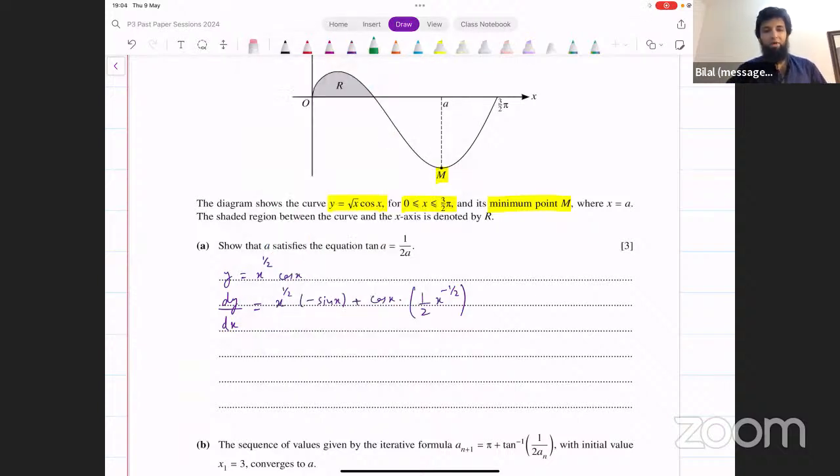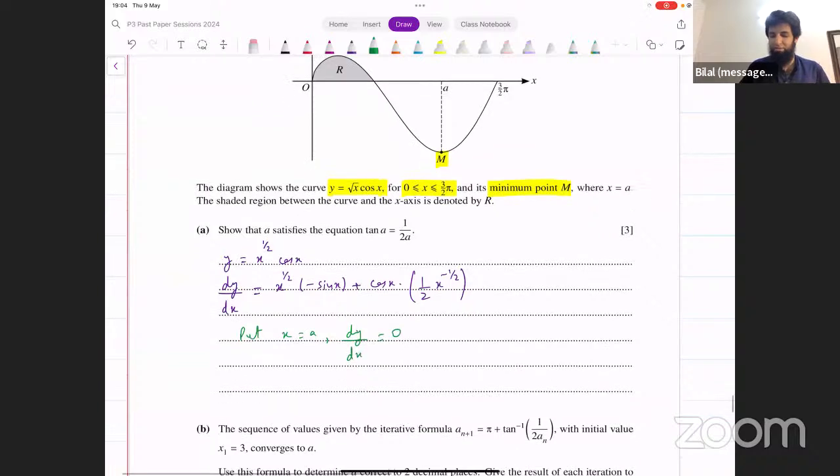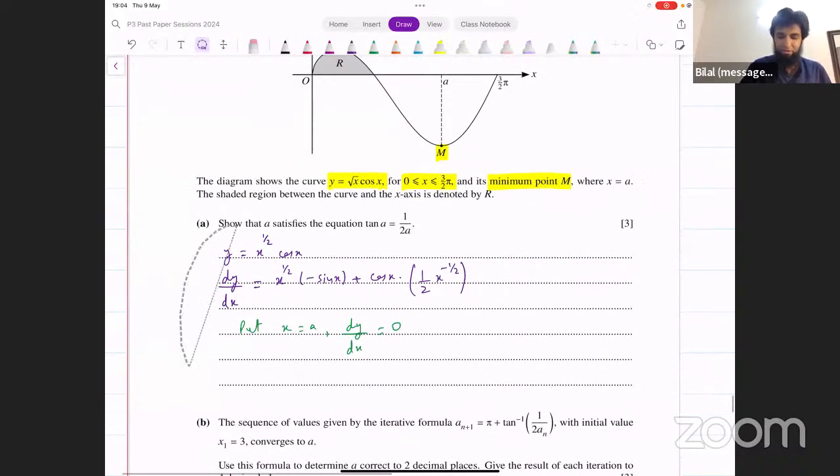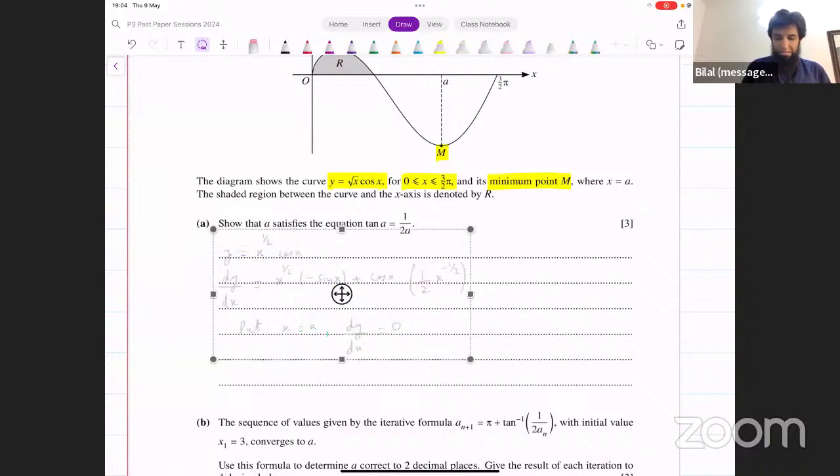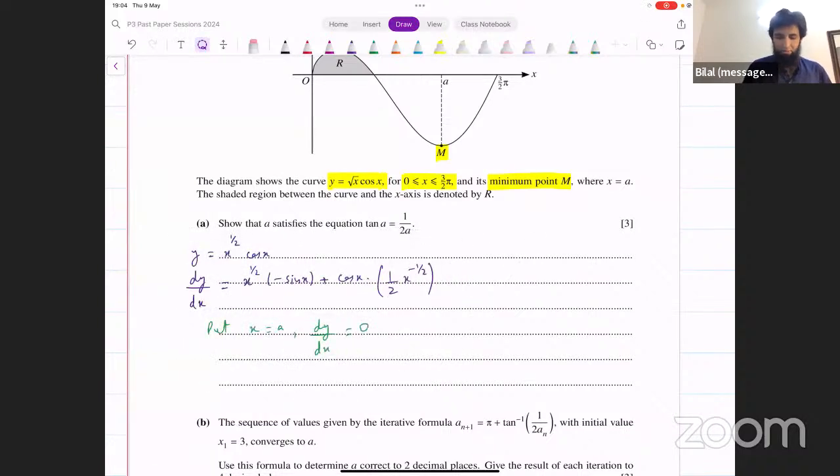And you know, when the derivative is 0, the value of x is supposed to be a. So you put dy over dx equal to 0. So when x equals a, dy over dx is equal to 0. And you get an equation like this. I'm not sure why they've given such little space for this. Okay, so this is what we get.